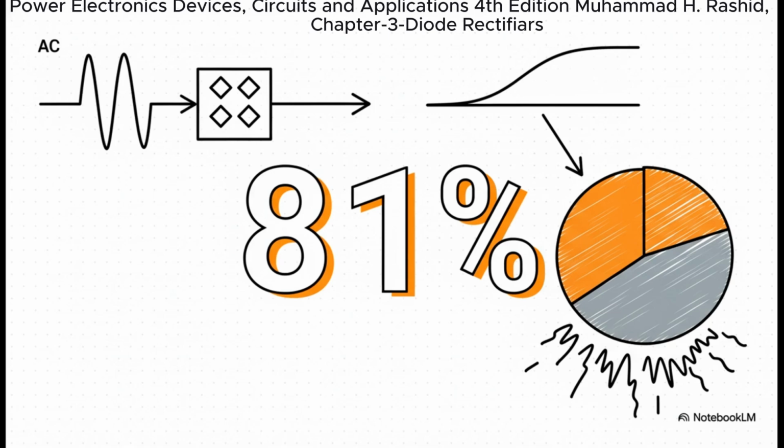That's a hard limit. So you might be asking, where does the other 19% of the power go? Well, in an ideal circuit, it's not lost as heat. It's actually still there, trapped in that AC ripple we keep talking about.